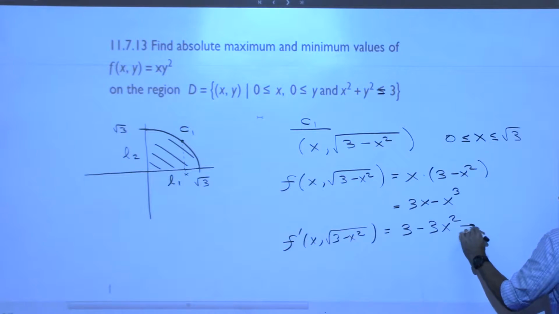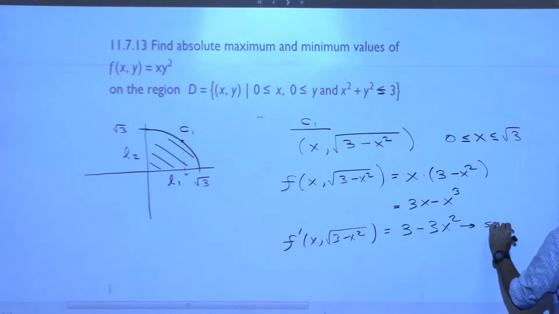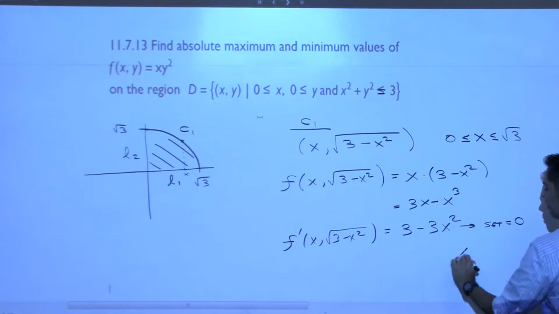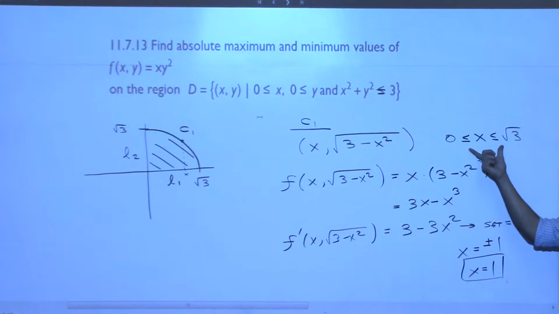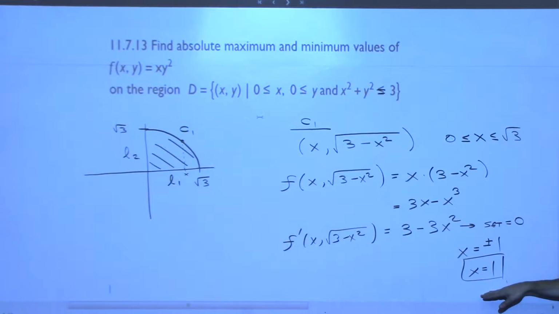So set equal to 0, and you get x is what? 1 and negative 1? Yeah. Plus or minus, but why not negative 1? So you get x equals plus or minus 1, but because x equals negative 1 does not live inside of, where is it? Here? We throw it out. So, got it?